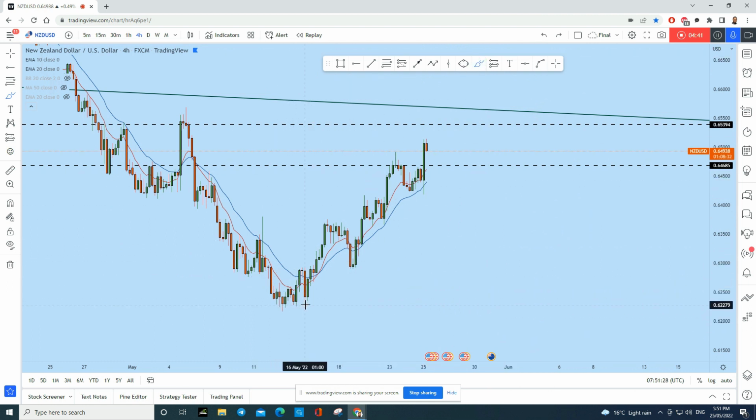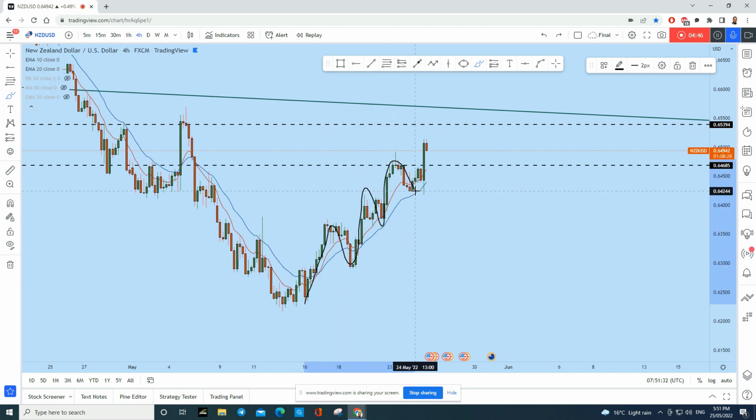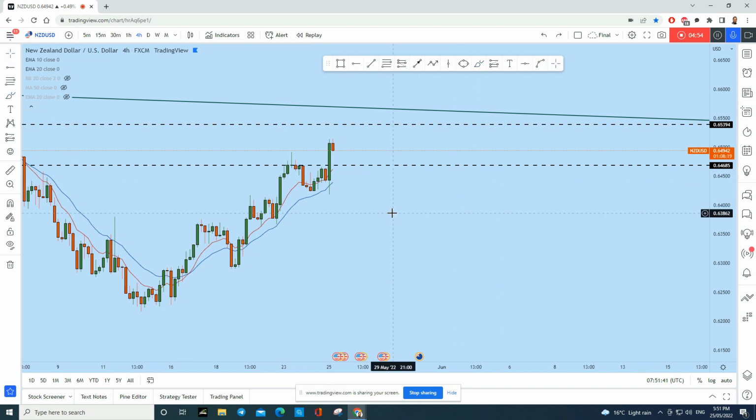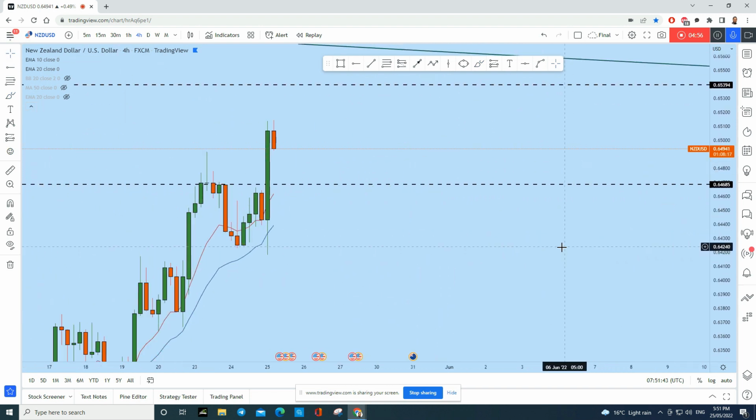Starting from here, we saw an impulse, correction, impulse, correction. So this is a series of higher highs and higher lows. We want to see the same thing continuing before preparing for any trade. So what is our plan? First of all, look at the price section in the zone.